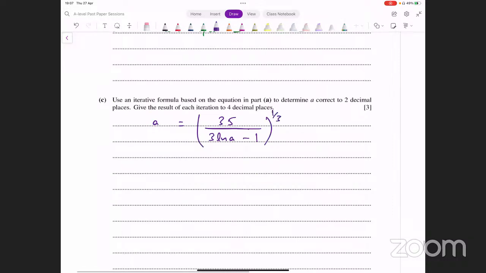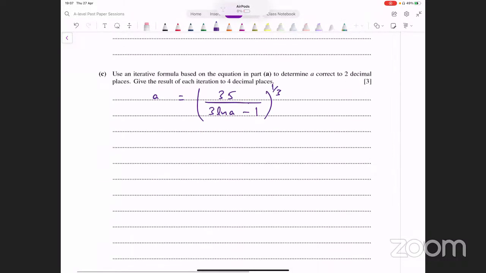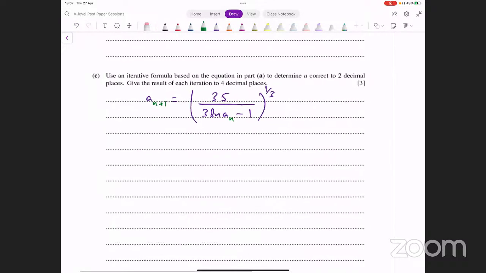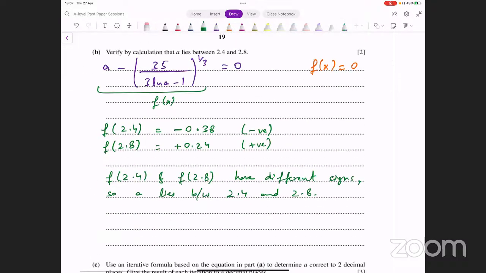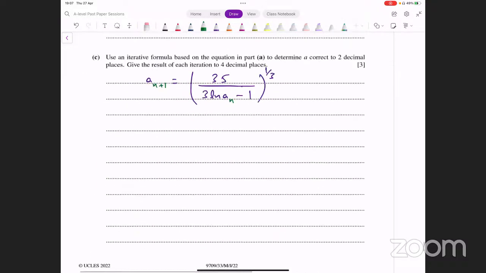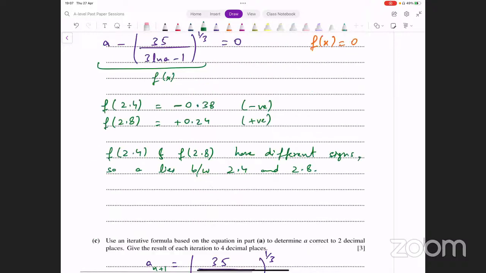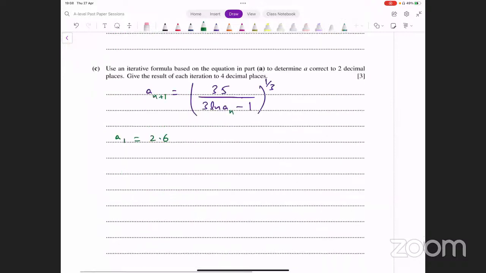What is the iterative formula going to look like? With the left side you will put n plus 1, right? You get A n plus 1 here. On the right side you have A n. Okay, what first value will you input? It has not given any value. We have proved that the solution lies between 2.4 and 2.8, so we will say let's put A1 equal to 2.6, their midpoint. Okay, the midpoint of 2.4 and 2.8.